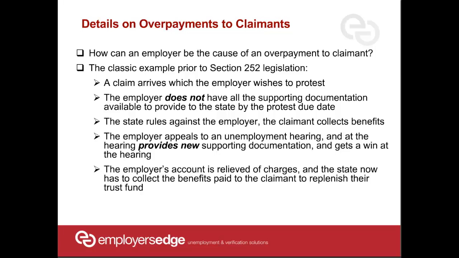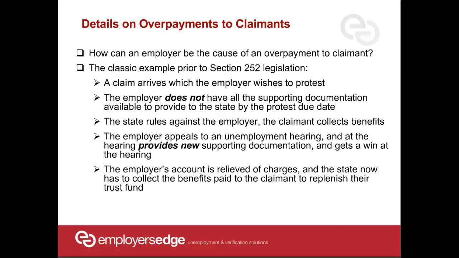So when the claimant starts receiving benefits, they issue a decision to you. You get that decision that says the claimant's entitled to benefits. You failed to provide sufficient information to give a disqualification. Therefore, the claimant is eligible. And now all of a sudden, it's like, wait a minute. I have this person on video surveillance walking out the back door with a computer in their arms. So you appeal that decision, and you go to an unemployment hearing, right?